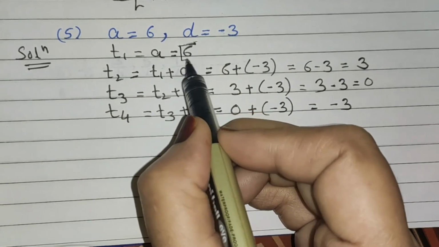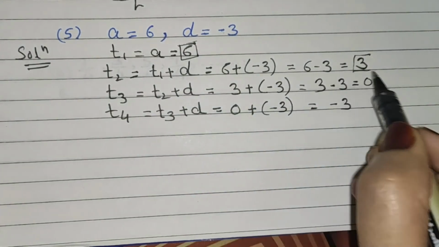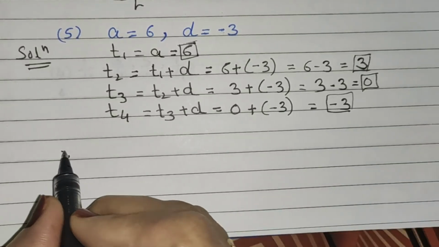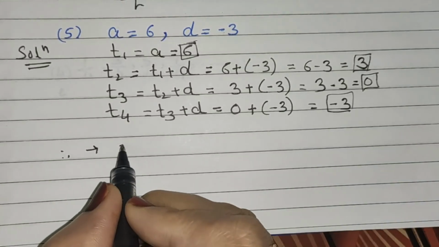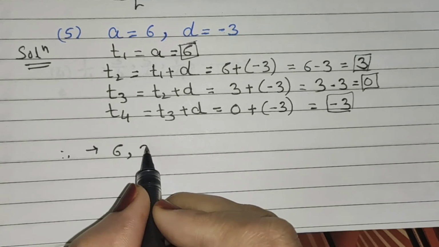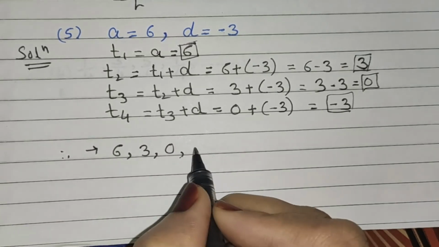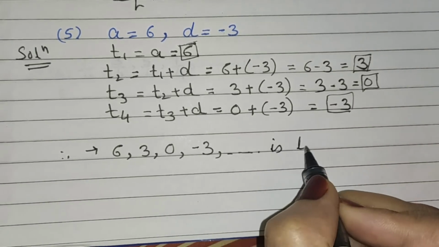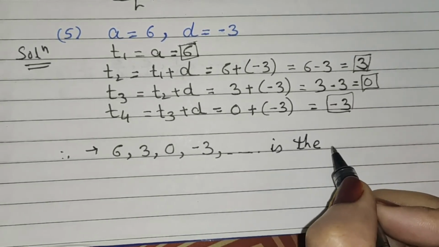The first is 6, T2 is 3, T3 is 0, T4 is minus 3. Therefore, write down 6, 3, 0, minus 3, and so on is the required AP.